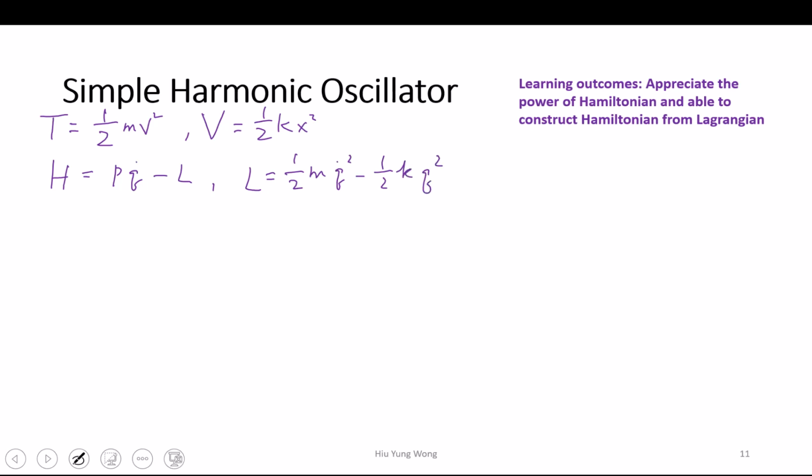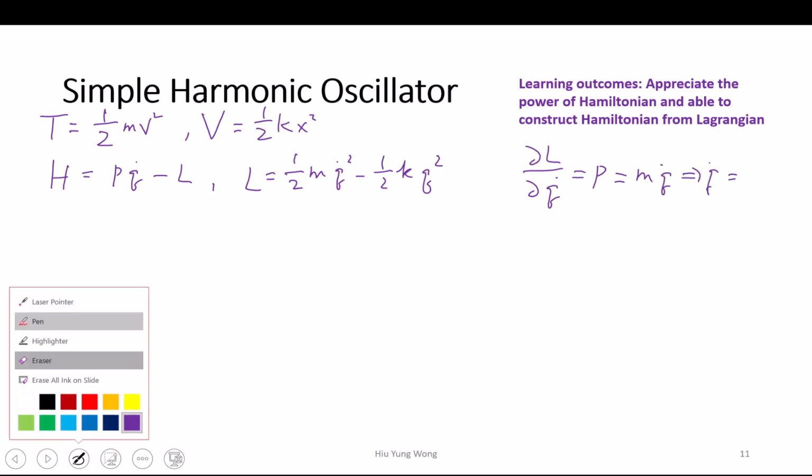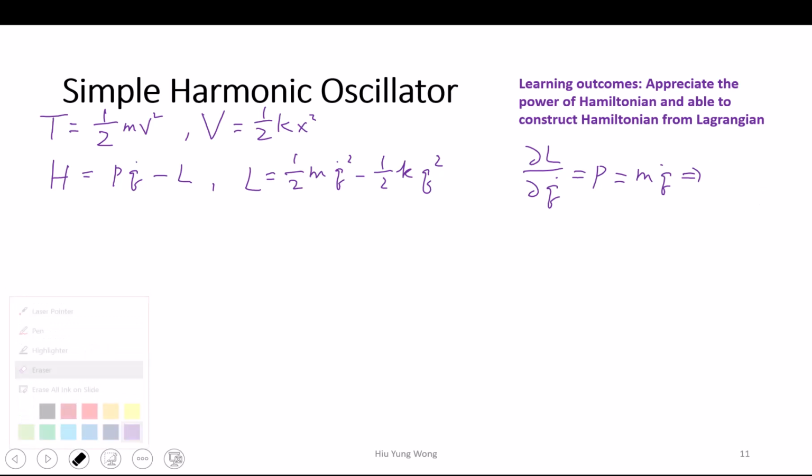Q is the location. And now I need to be careful. This time I want to remove the q dot. But because this is a particle, you get the same thing: partial L, partial q dot, equals P. And when you do partial L, partial q dot, you get mq dot. So I know that q dot equals P divided by M.